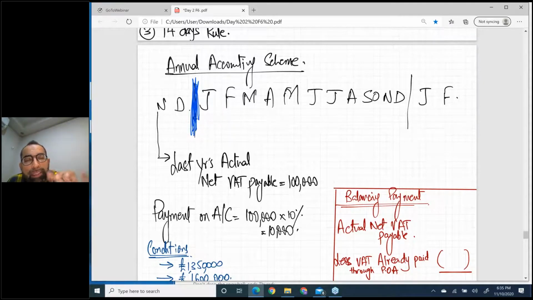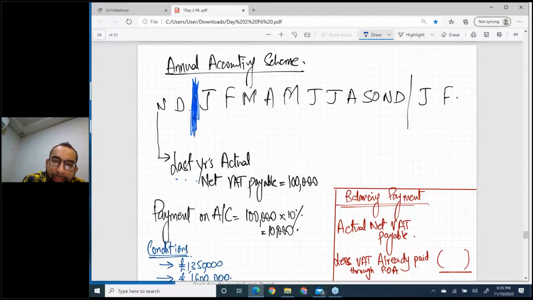Payment on account is calculated on the basis of last year, the last full year actual net VAT payable. So this is the scheme joining date, and in the question you will have ready-made last year's actual net VAT payable is 1 lakh.